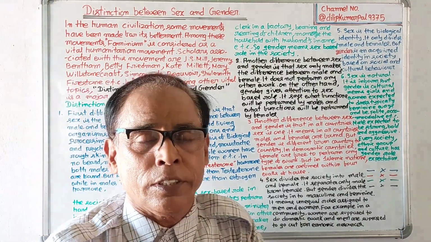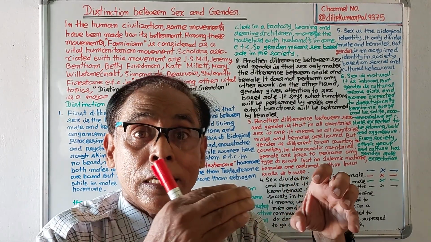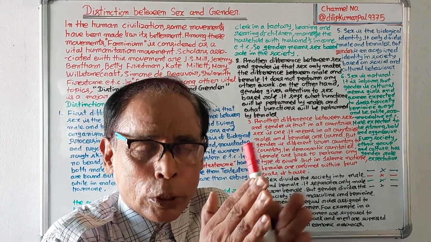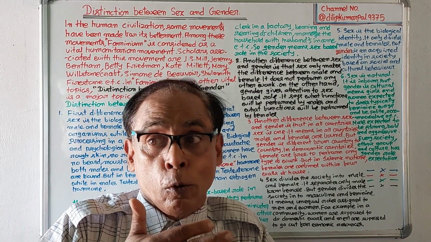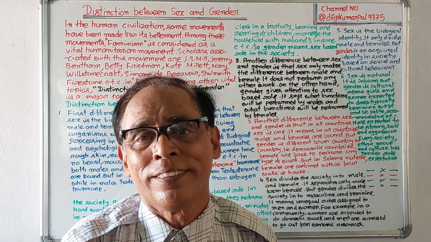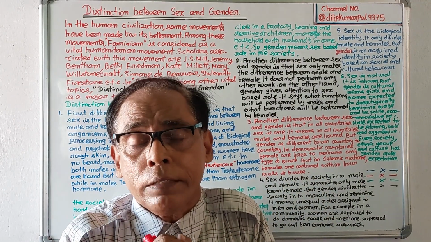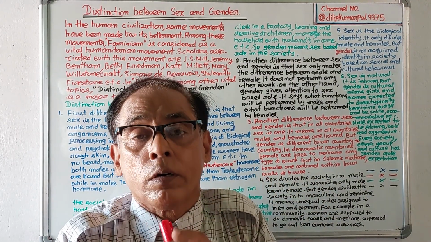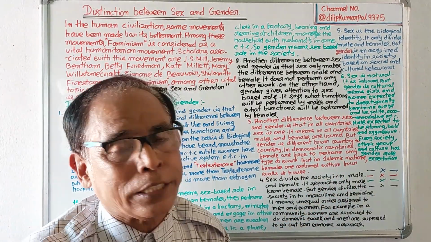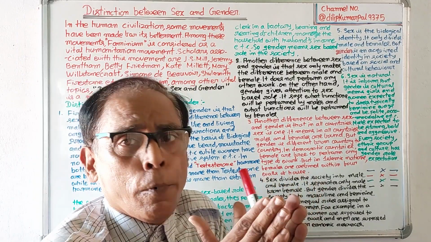So another difference between sex and gender is that sex is natural, it is inborn. But gender is cultural. It means in society, males are expected to play in a different way. They are expected to be bold, aggressive, while women are expected to be accommodative, soft, and polite, etc.